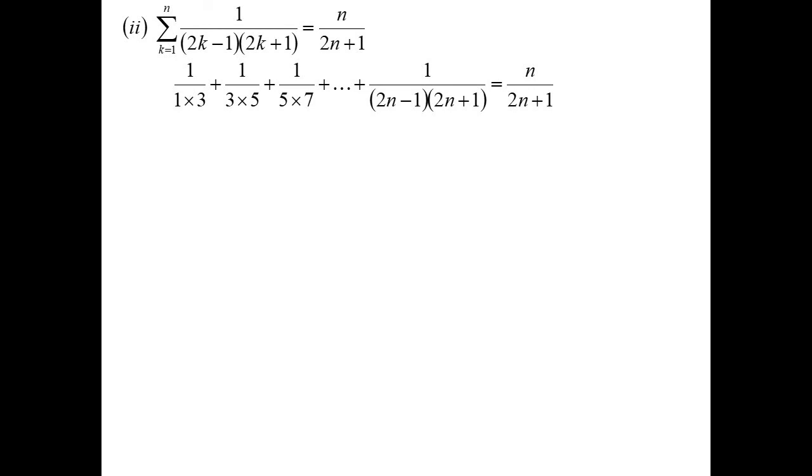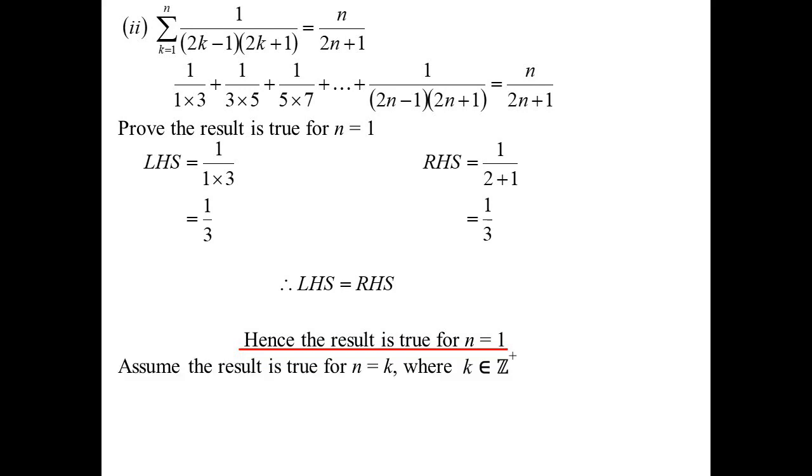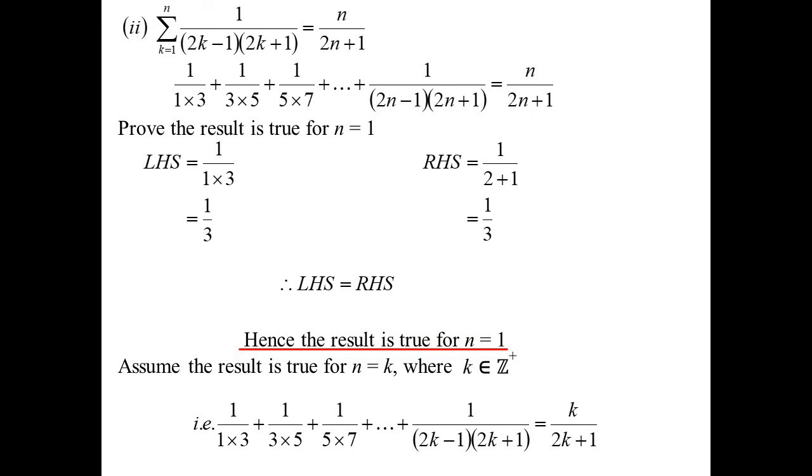Well, let's see if it works for the first case. Left-hand side, the first term is 1 on 1 times 3, a third. And if I plug it into the formula, I get 1 on 2 plus 1, which is also a third. It works for the first case. I'm going to assume it's true for all positive integers. In other words, that is what I'm assuming.